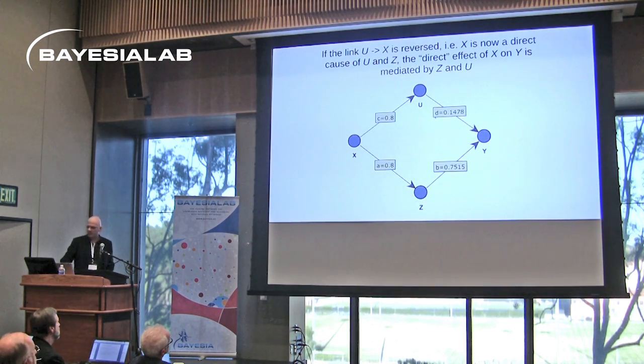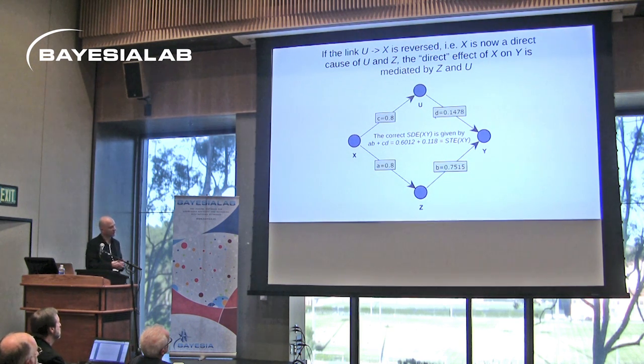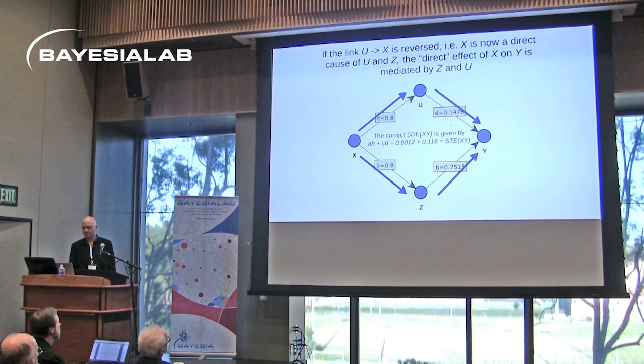And if I reverse the link between x and u here, now I have a causal effect which is different because I have two paths, right? And then the correct standardized direct effect here will be given by the product between A and B plus CD, right? So this will be the standardized total effect. These two paths, right? If this link is in this direction, right?